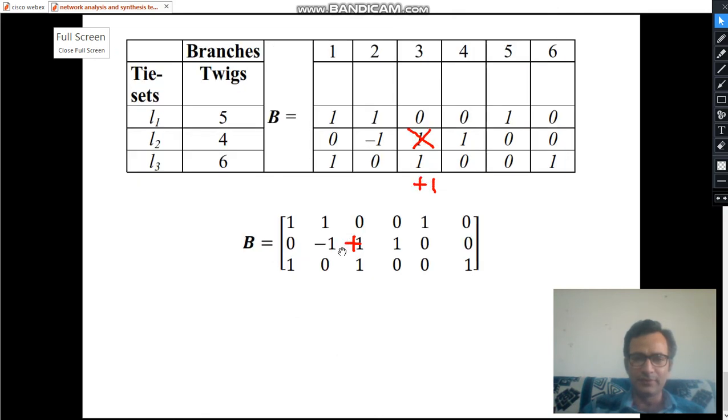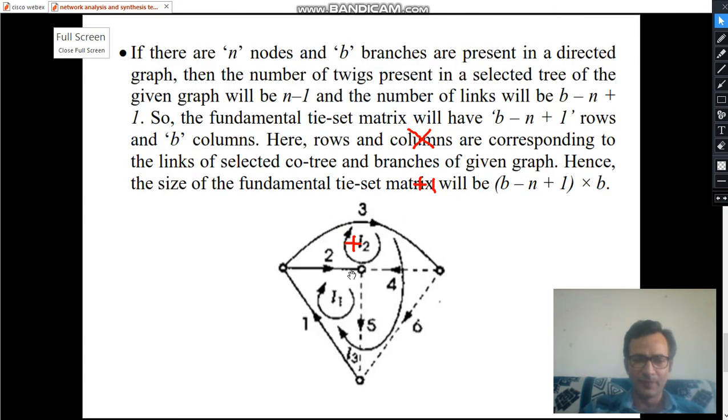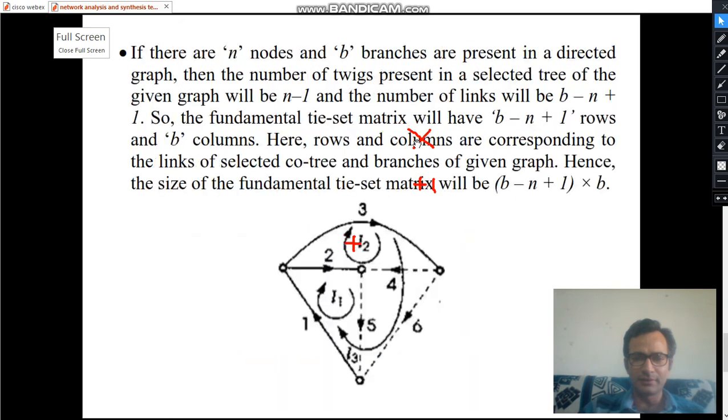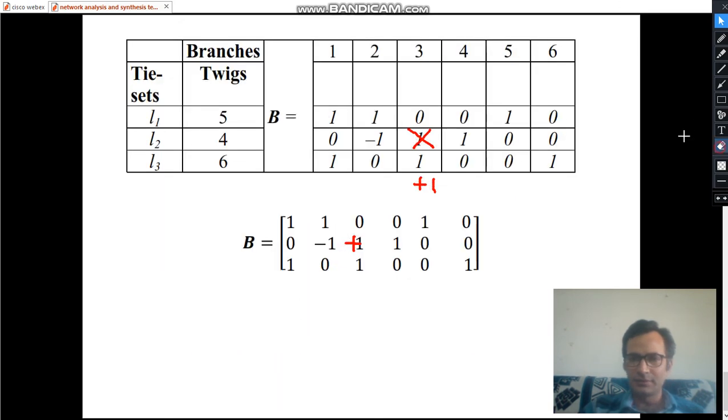So 2, 1 and 5, all will be 1. So here corresponding to this, 3 and 4 have the same orientation, but this is different orientation. So 3 and 4 plus 1 and 2 is minus 1. Okay, this is actually B and I have corrected it. 3 and 4 plus 1 and 2 is minus 1.